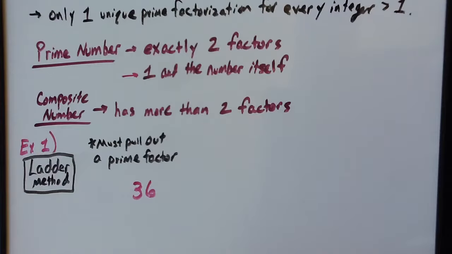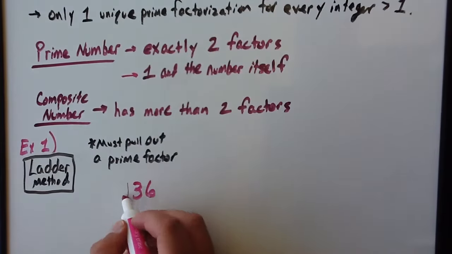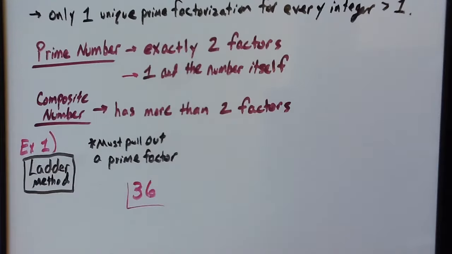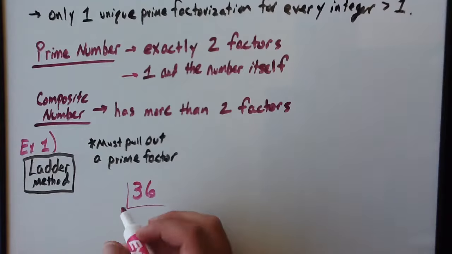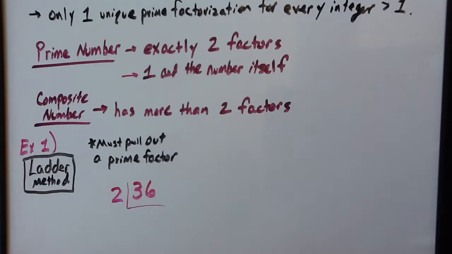Now, to use the ladder method, you first write the number and draw an L. You could say an L for ladder. Then you pull out a prime factor. Now, this factor must be prime for the ladder method to work. That is what is unique about the ladder method. Now 36 is even, so I know that 2 is a factor of 36. So I'm going to pull a 2 out. Then I think to myself, 2 times what is 36? Well, that would be 18.